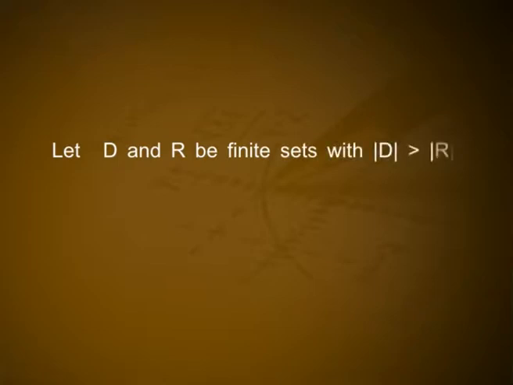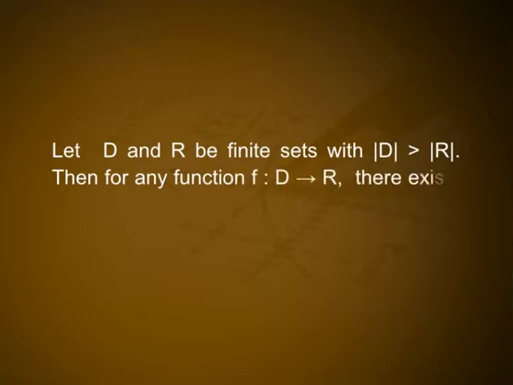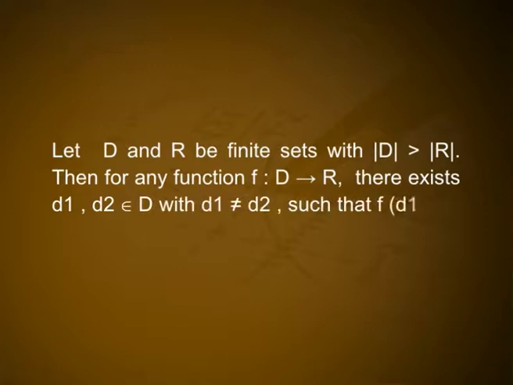Let D and R be finite sets with the number of elements of D greater than the number of elements of R. Then, for any function f from D to R, there exist D1, D2 belonging to D with D1 not equal to D2 such that f(D1) equals f(D2). The pigeonhole principle is applied in the following examples.